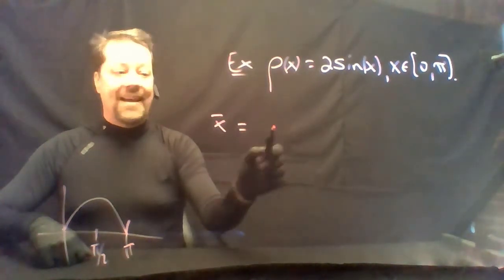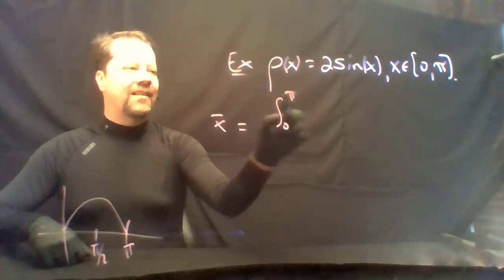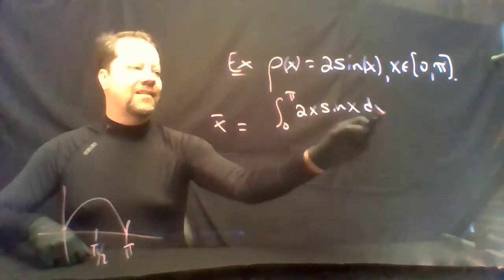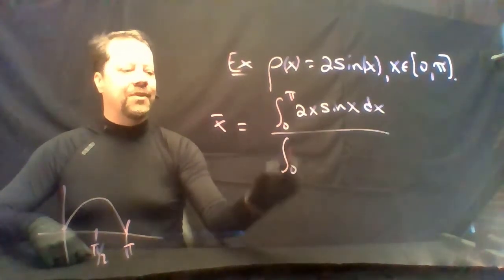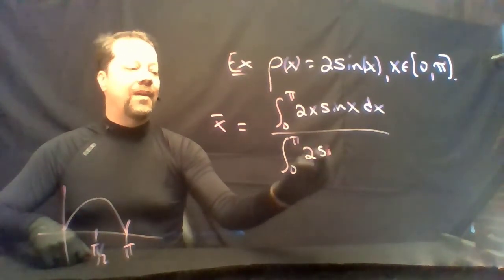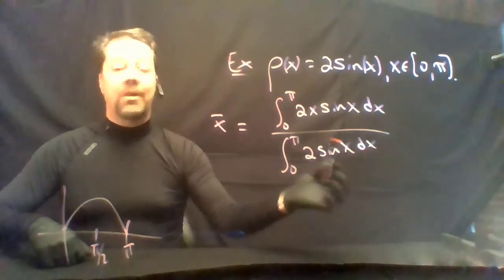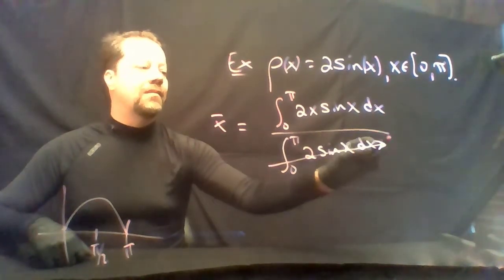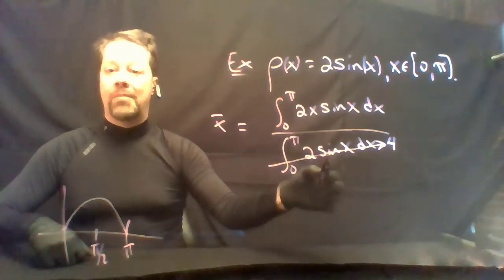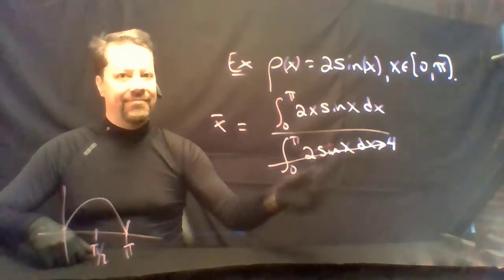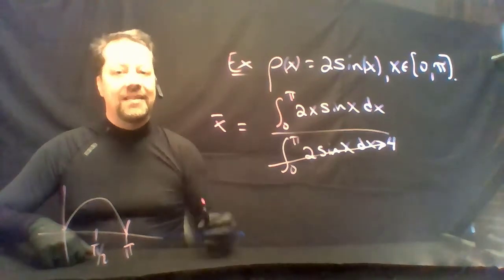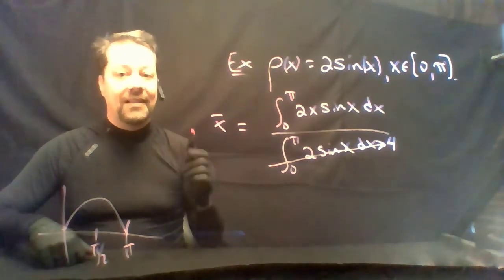The center of mass is the integral from 0 to pi of 2x sine x dx divided by the integral from 0 to pi of 2 sine x dx. We already know the value in the denominator is 4. 2 times 1 bump. 1 bump gives you 2. 2 times 2 is 4. So the denominator is 4. To get the value in the numerator will take a little more work.